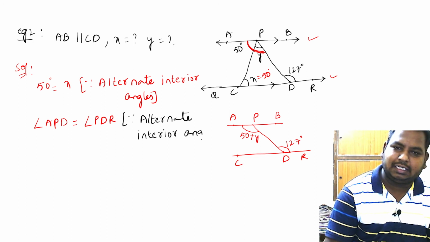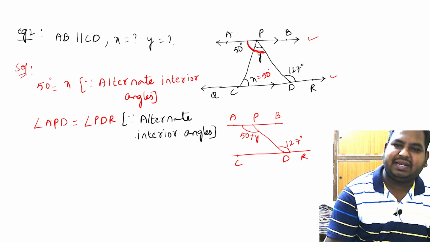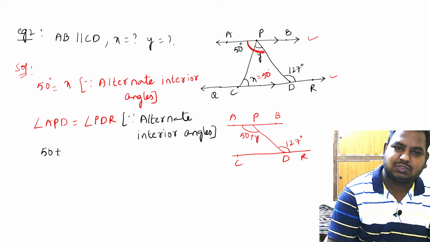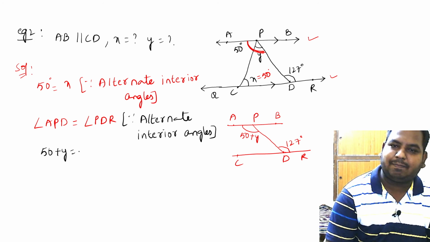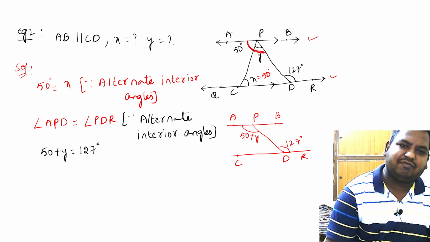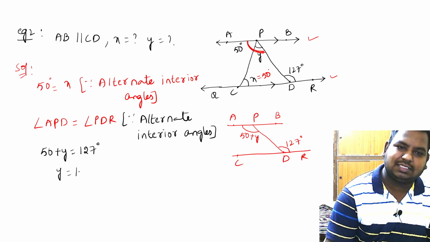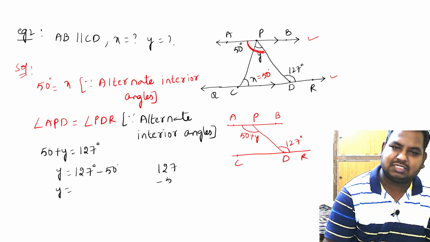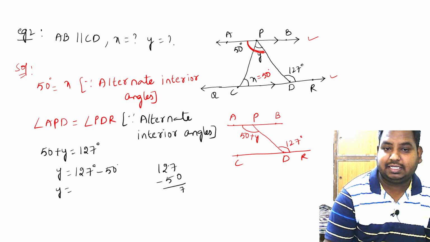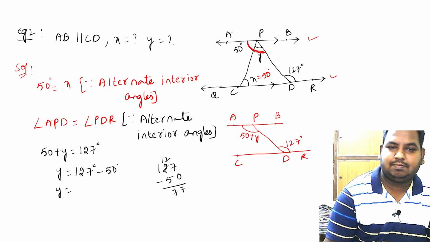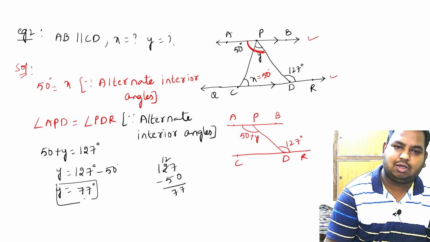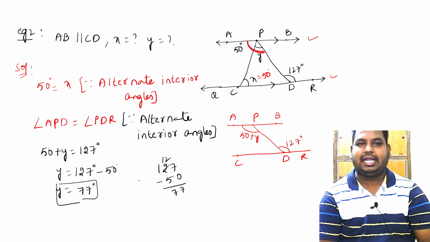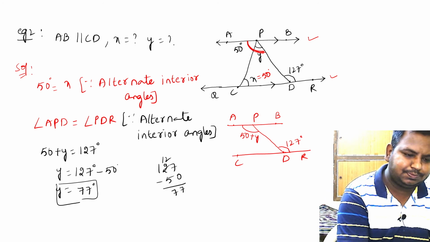Angle APD is 50 plus y, so we have 50 plus y is equal to angle PDR. Angle PDR is 127 degrees. If I transpose 50 to the right hand side, we have y is equal to 127 degrees minus 50 degrees. What is 127 minus 50? It is 77. So 77 degrees is the value of angle y. Are you getting me? So this is one example.